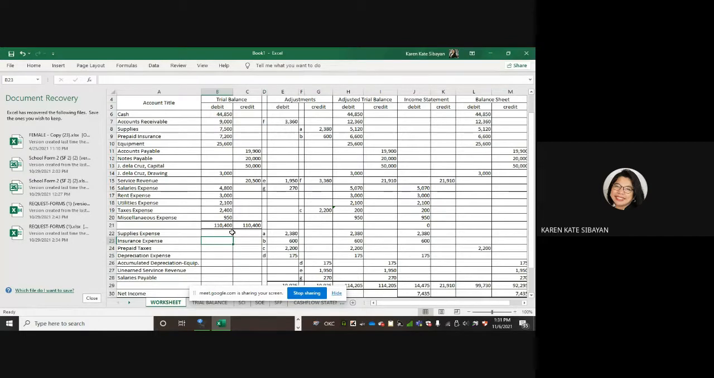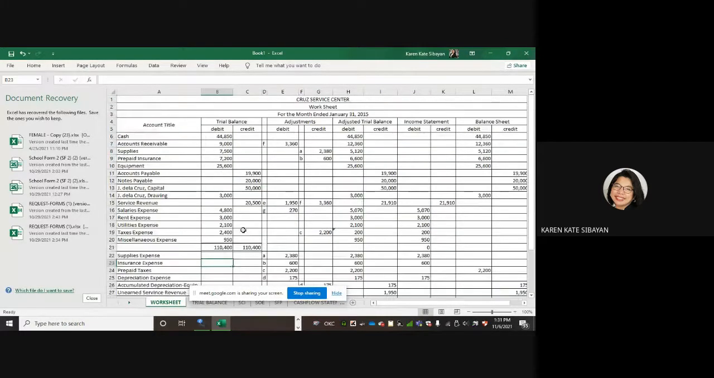Kung hindi ka pa masyadong kontento diyan, tingnan mo yung mga sinend ko sa inyo: balance sheet, adjusted trial balance, income statement, trial balance. Check mo ngayon, ano-ano bang mga ininvest ko? Okay? So, ang investment ay malaking effect sa cash.